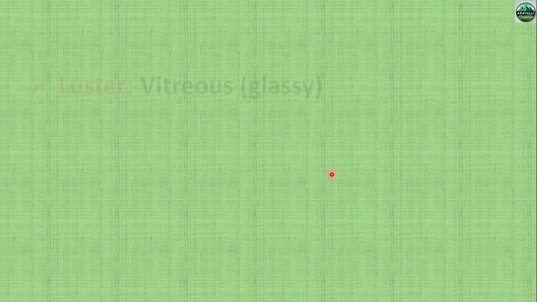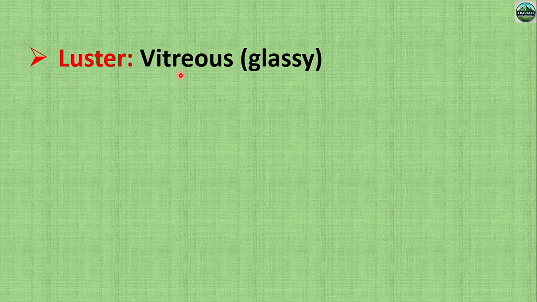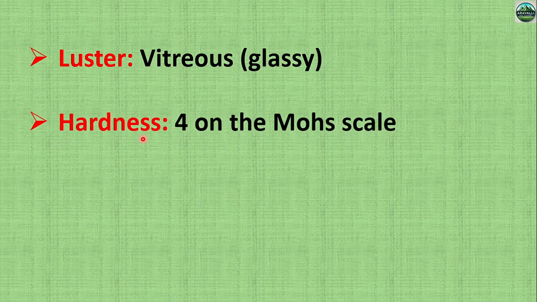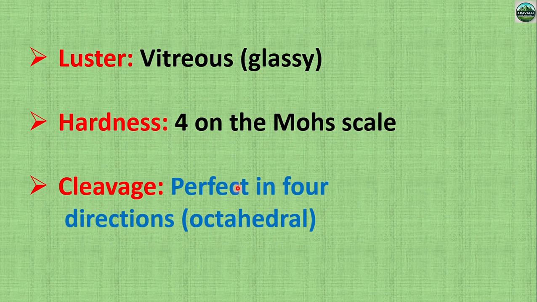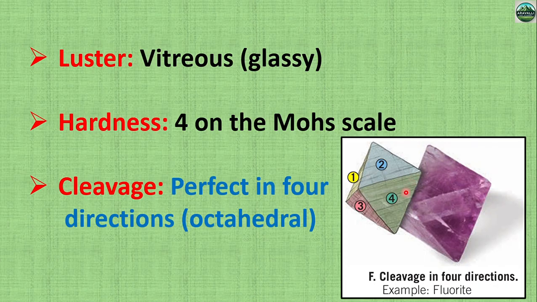Next, the luster of fluorite is vitreous or broken glass like, and the hardness of fluorite is 4 on the Mohs hardness scale, and cleavage is perfect in 4 directions. Cleavage and hardness are very important in this slide. First see the image of the cleavage: one direction, second direction, third direction, and fourth direction. So there are 4 cleavage directions, and the example is fluorite.